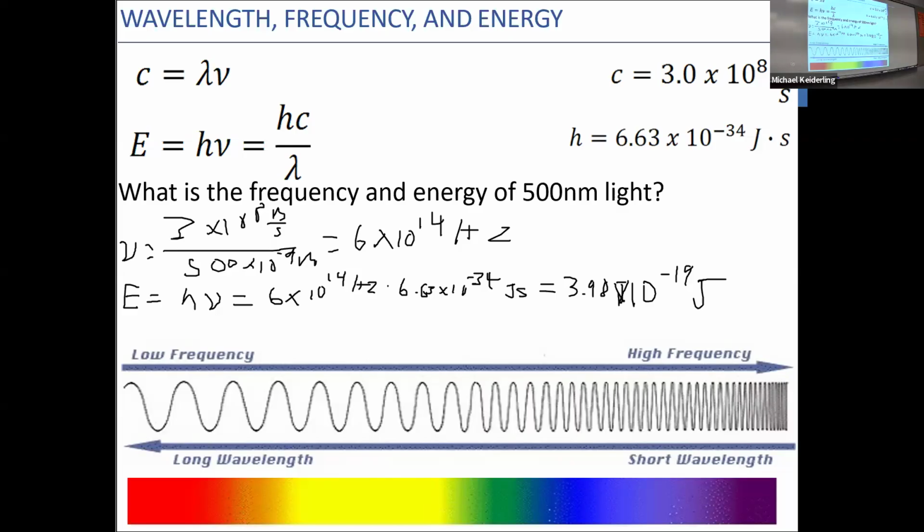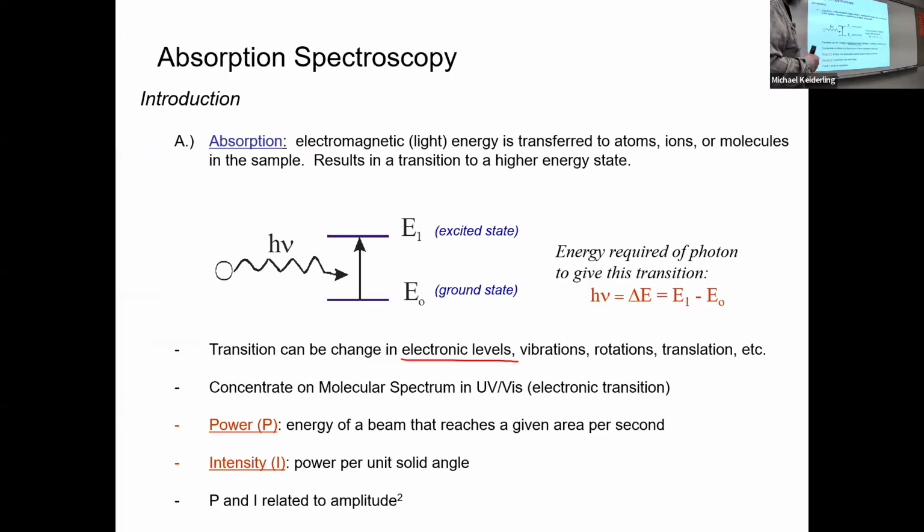So here are some examples with 500 nanometer light. I'm not going to go through the calculations. You're just multiplying or dividing by the wavelength and multiplying by the frequency. Remember the units.